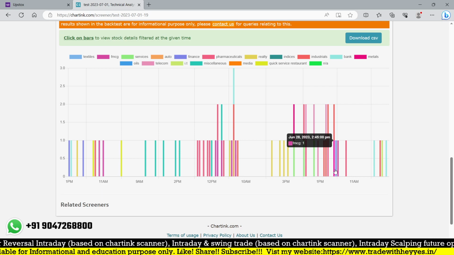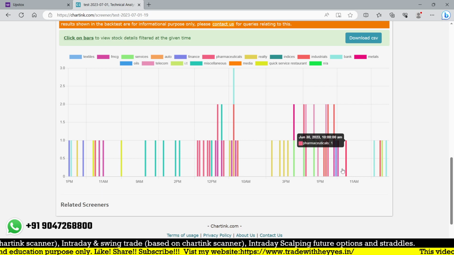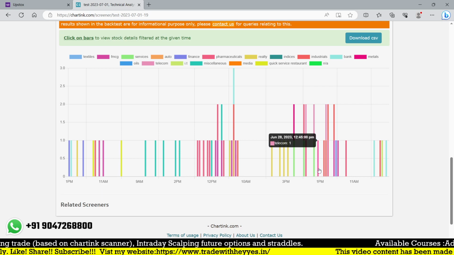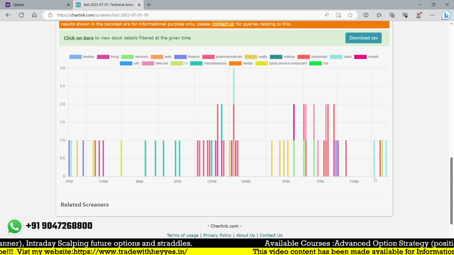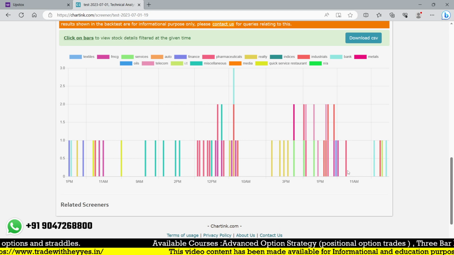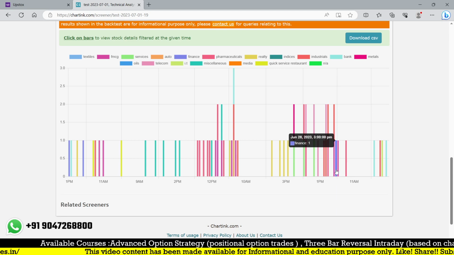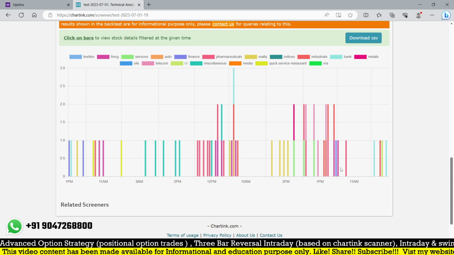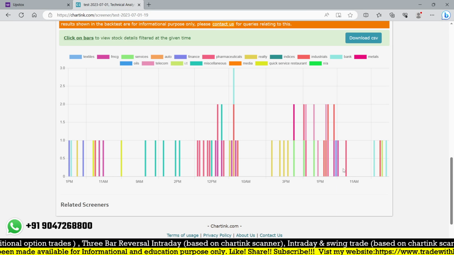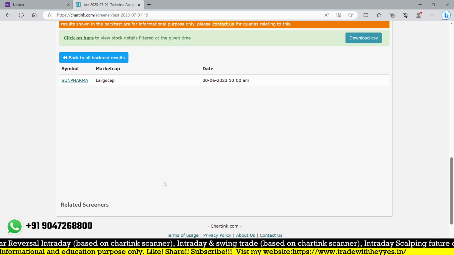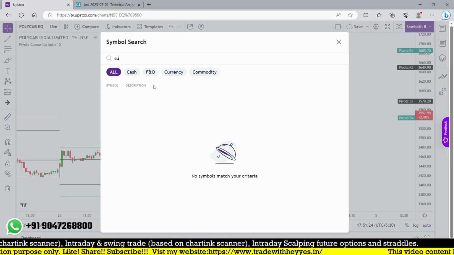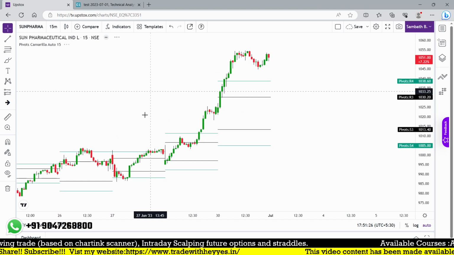So 28, that's how many stocks we got. You can see there is an opportunity around 12:45. This is what happened on 30th June. On 30th June, 10 o'clock, and that would be 3 p.m., and this would be around 3:15 and 10 o'clock. So we got Sun Pharma. Look at this, Sun Pharma only breaking above the upper level.